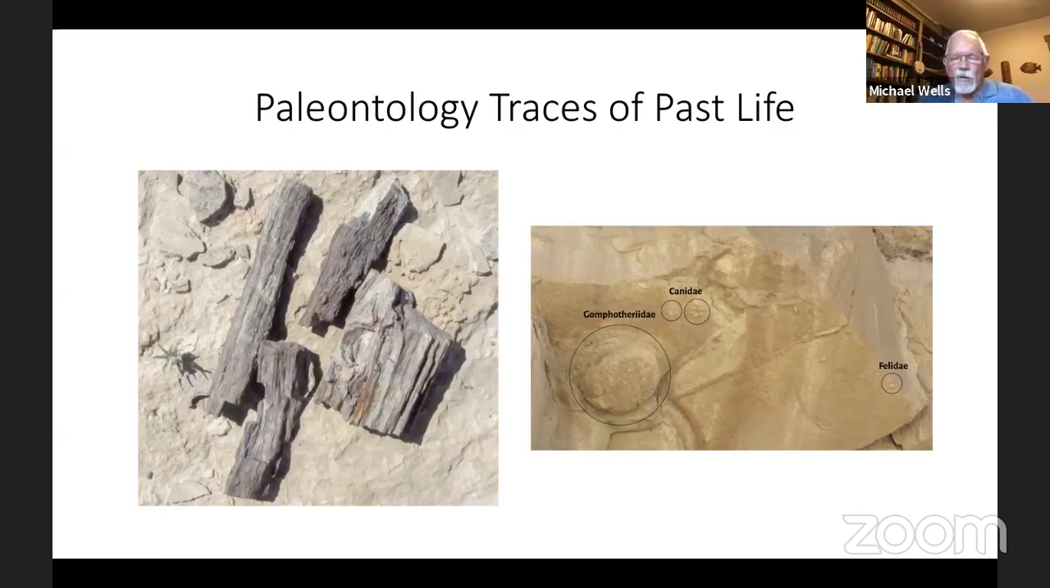And over time, those footprints were filled by sediments that were more resistant than the mud that the footprint had been left in, so that as erosion took place, those footprints became positive molds that we can actually see now.